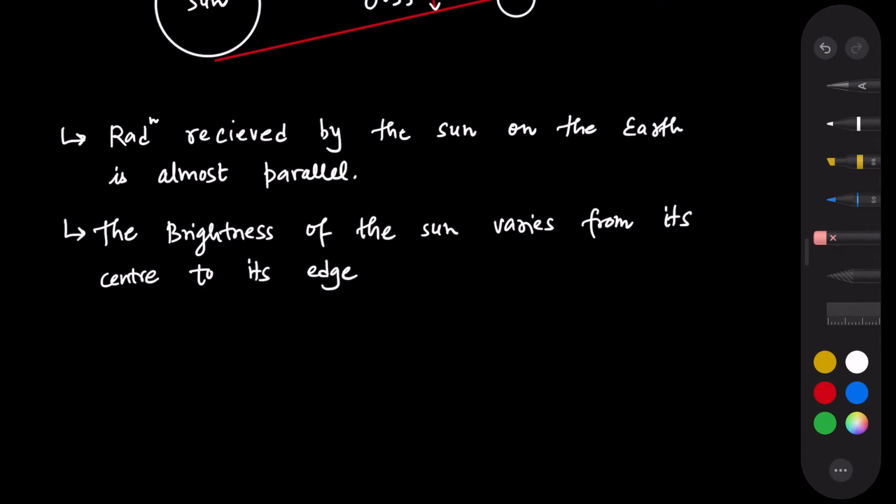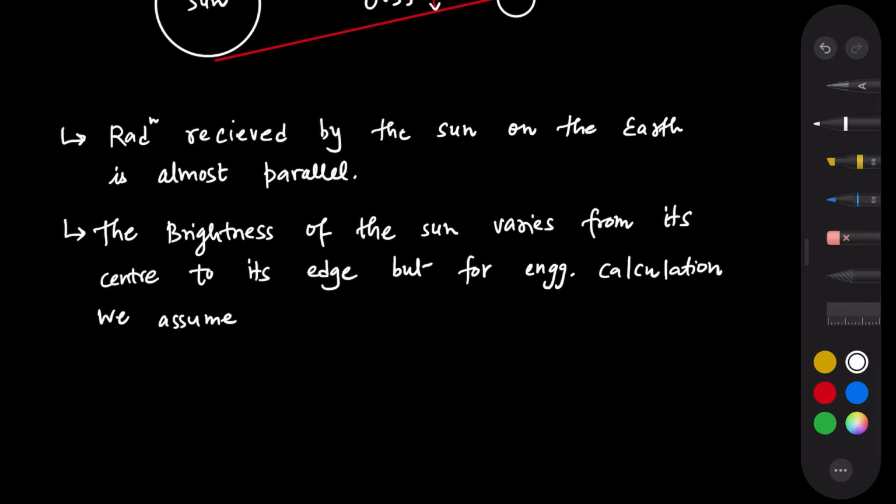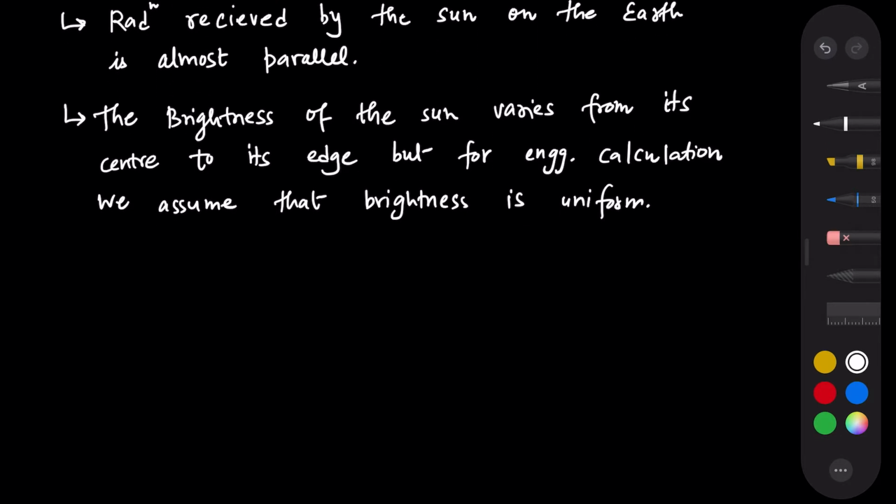But for engineering calculation we assume that the brightness is uniform. Okay, now let us talk about extraterrestrial energy flux.